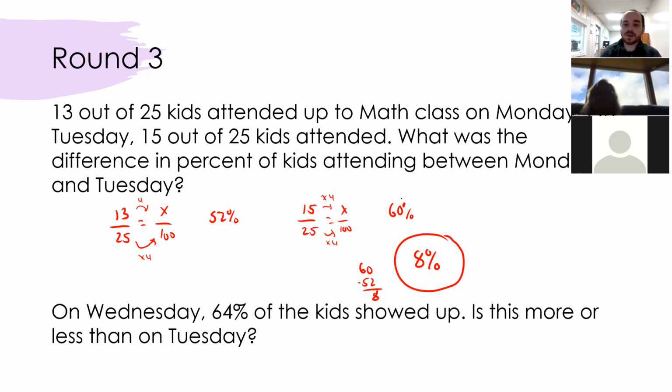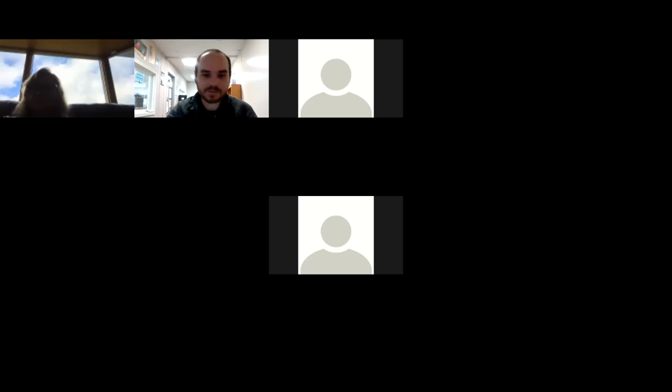And then the last one, 64% of the kids showed up on Wednesday. Since we only had 60% on Tuesday, that means this is more, a 4% difference. But we could also calculate it out or just probably guess that we had 16 kids that showed up on Wednesday. So that is all that we're going to do in terms of example problems for today.